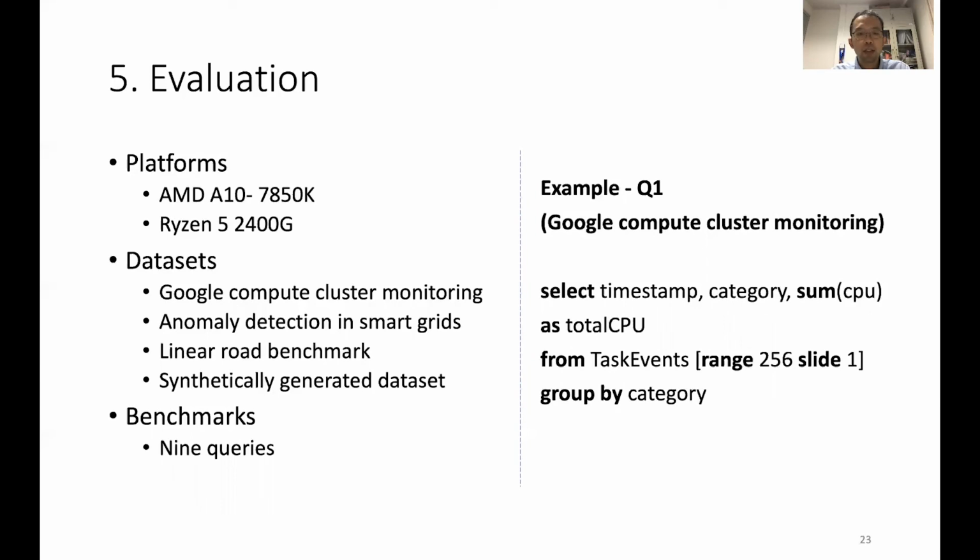The fourth dataset is a synthetically generated dataset for evaluating independent operators, where each tuple consists of a 64-bit timestamp and 6 32-bit attributes drawn from a uniform distribution. We use NAC queries to evaluate the overall performance of the fine-grained stream processing engine on the integrated architectures. For example, for the first query, we select timestamp, category, and CPU information from test event and group by category.